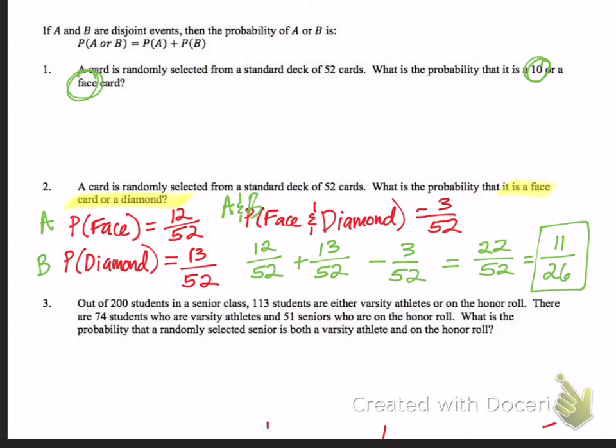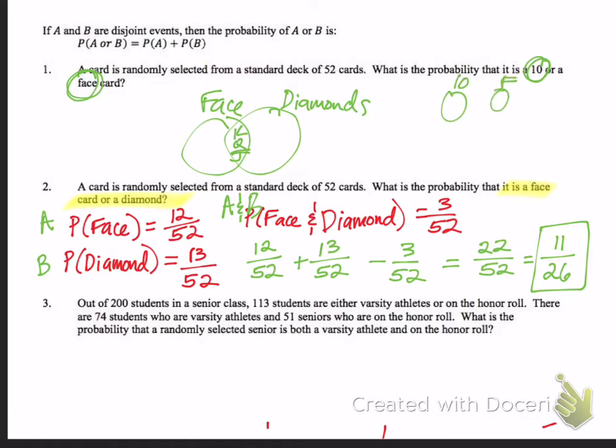Sometimes I like to draw a Venn diagram. So if I think of my face cards and I think of my diamonds, I have a king, a queen, and a jack that are both face and diamonds. So they have an intersection. But then if I think of tens and faces, they don't ever intersect. They don't have anything to overlap. So you have to subtract the intersection away from that.